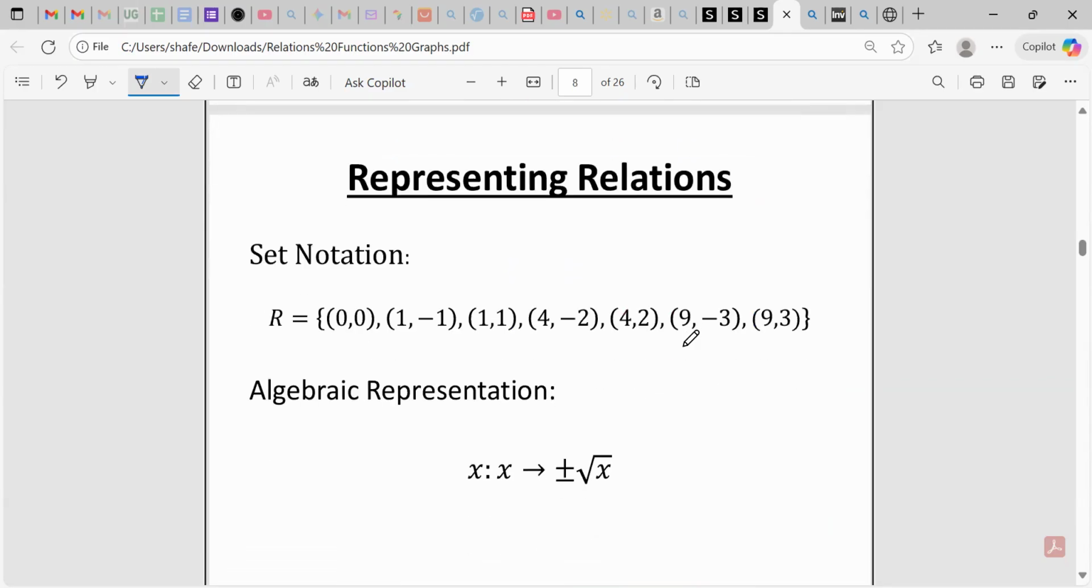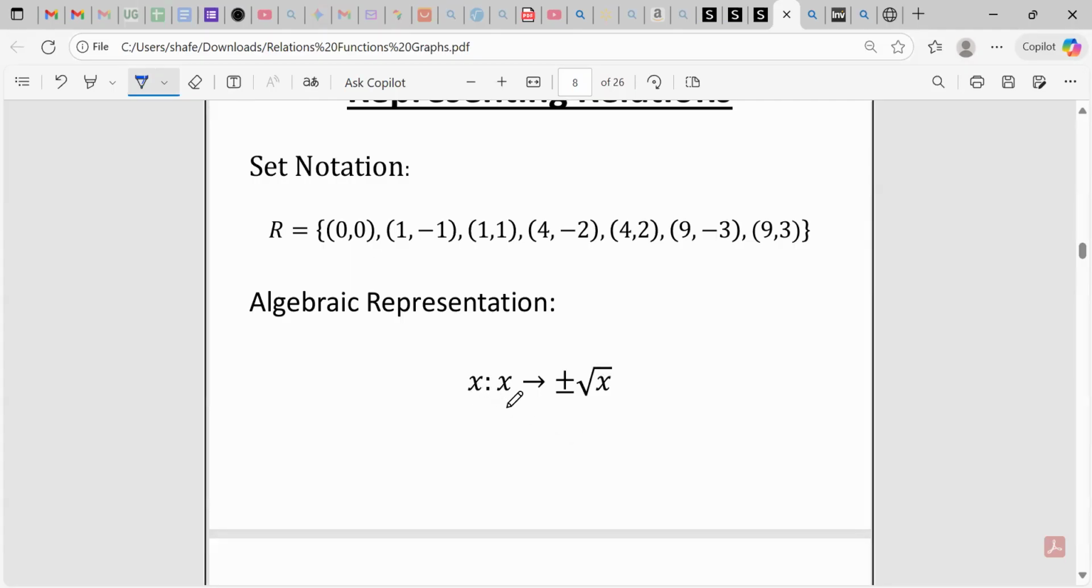This is a third one, right? So this might be harder for you to figure out. So these pairs here, do you see that the first number, if you take the square root of it, you get the second one? Watch. Square root of 1, you get minus 1 as well as 1. Square root of 4, you get minus 2 and 2. Square root of 9, you get minus 3 and 3, right? Good. So we take all of that. This is how we represent it: X is such that X maps onto the positive and negative square root of X.